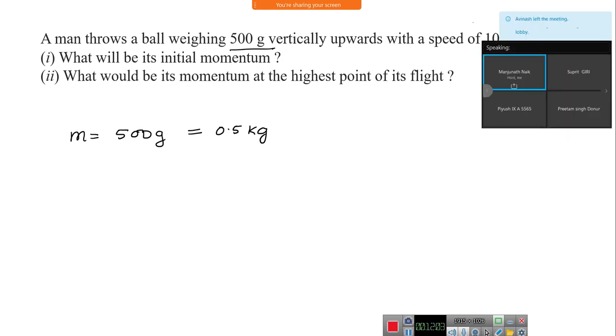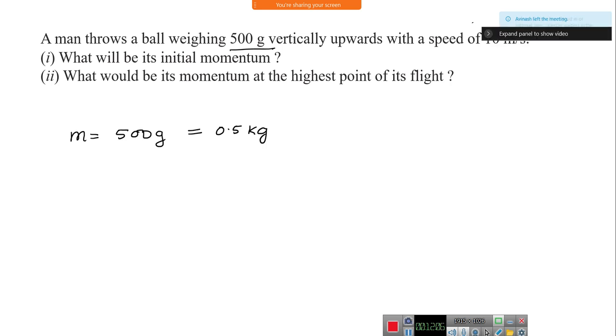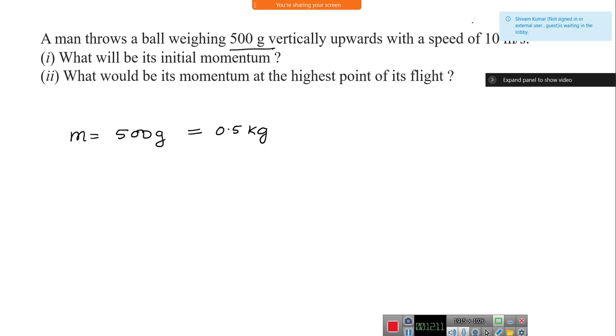And then, what else is given here? Speed is 10 meter per second. So initial velocity is 10 meter per second. What will be its initial momentum and what would be its momentum at the highest point of the flight? So a ball is thrown vertically upward with a velocity of 10 meter per second, and that is initial velocity.